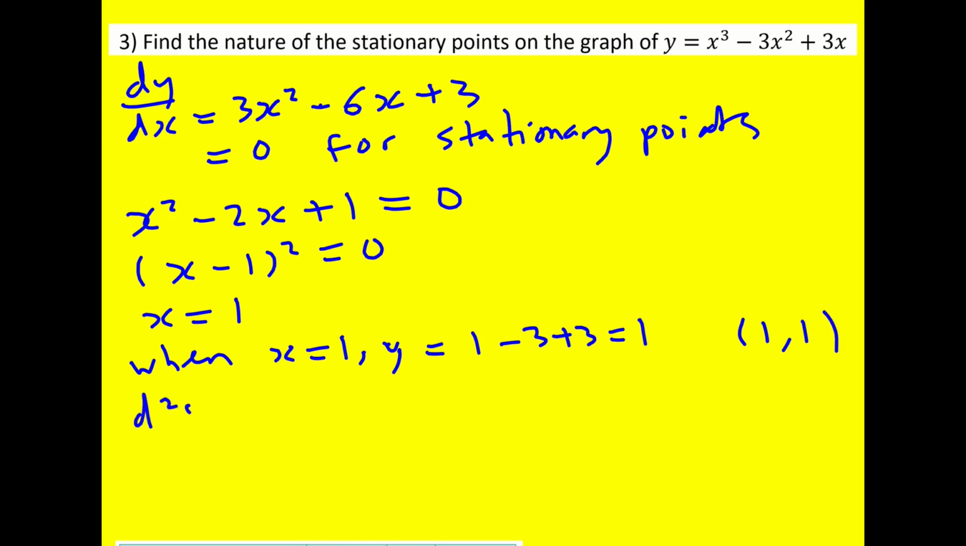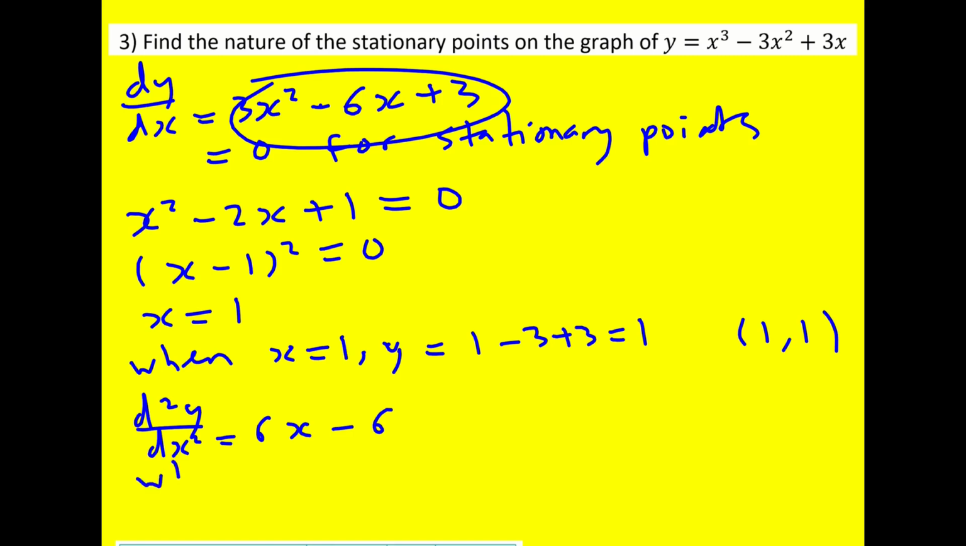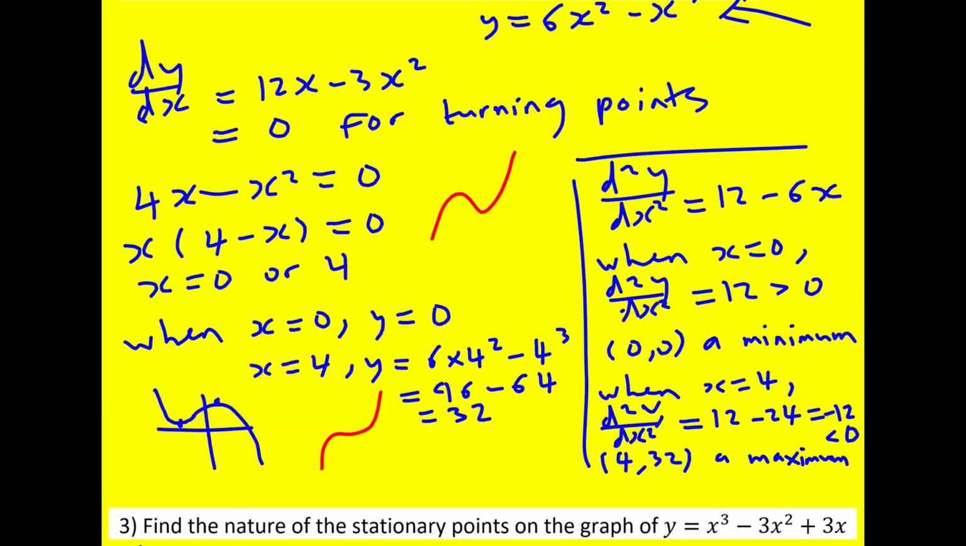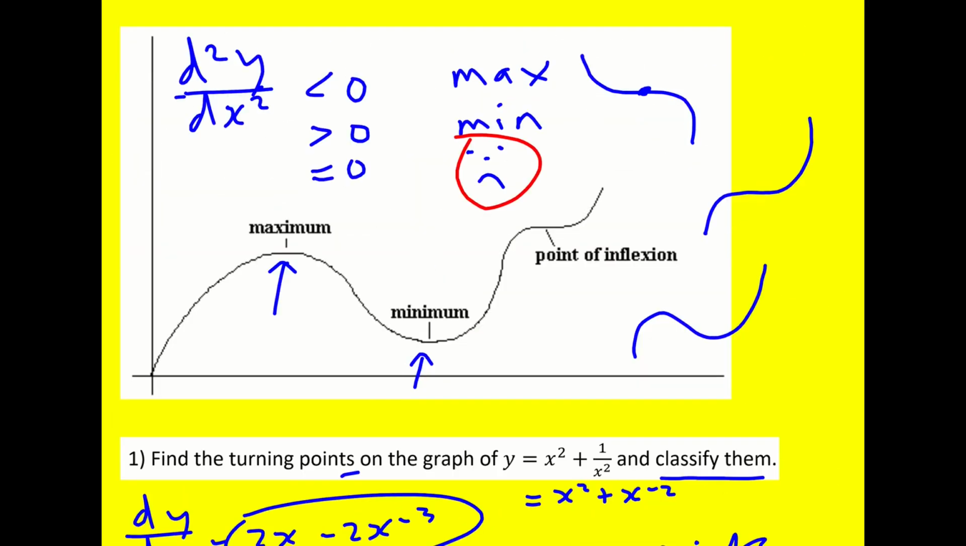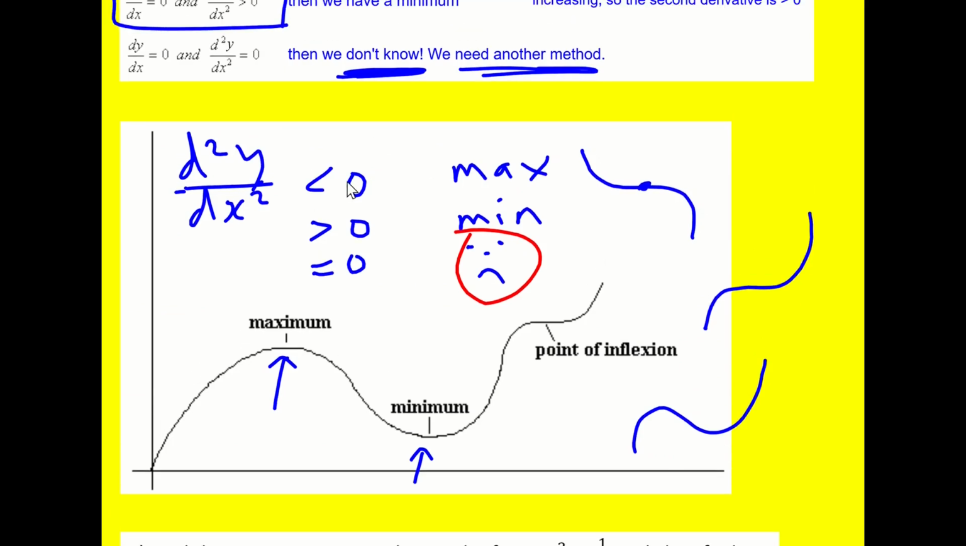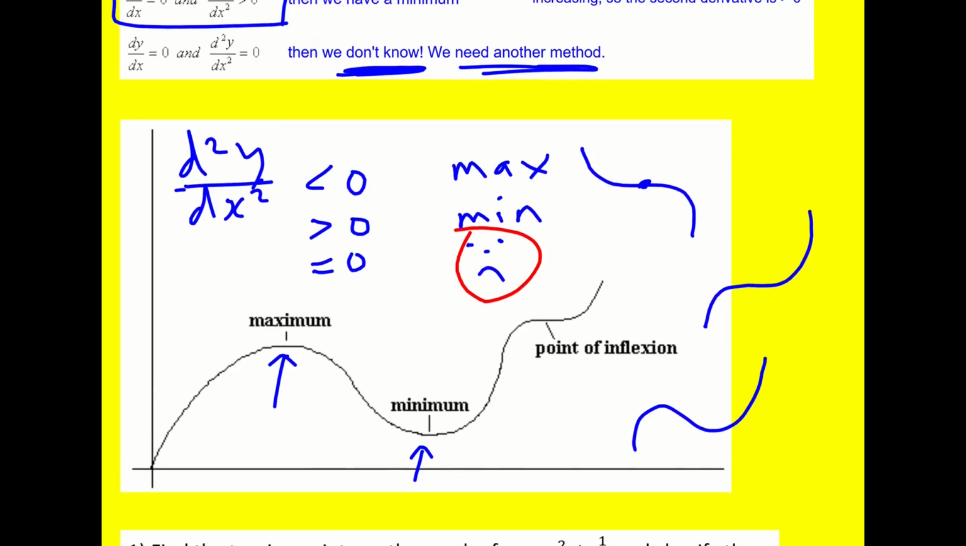Next, classify. d2y by dx squared equals, remember I'm differentiating this thing, 6x minus 6. When x equals 1, d2y by dx squared equals 0. Aha! This is one of those scenarios that we looked at before where we cannot at the moment determine what kind of stationary point it is. It's not less than 0, it's not greater than 0, it's equal to 0.